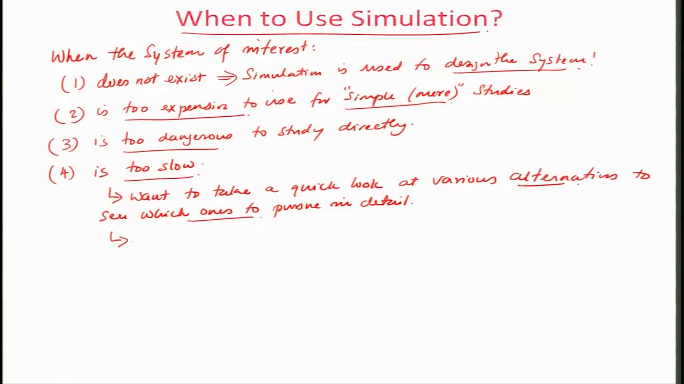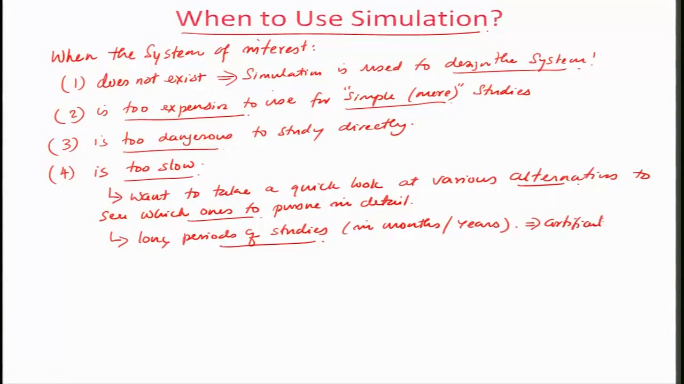Okay. Also, it is like long periods of study in months or years. Okay. If your time period is too long to study, then it is also important to use a simulation, so you can artificially speed up the time. Okay. Then the fifth consideration is when the system of interest is too fast.